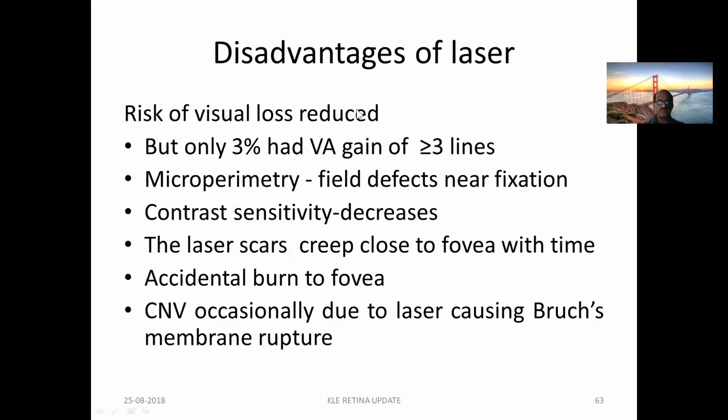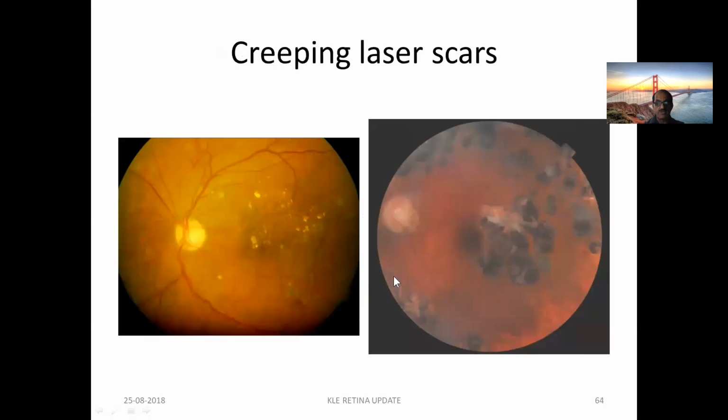What are the disadvantages of laser? Though the risk of visual loss is reduced, the visual gain is very little. And if you do microperimetry, there are field defects, contrast sensitivity decreases, and laser scars enlarge and may encroach on the fovea. Sometimes accidental burn to the fovea can occur.